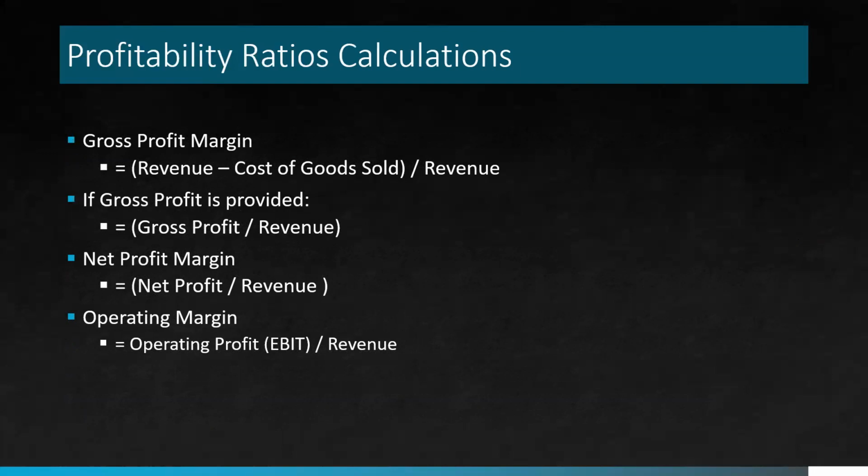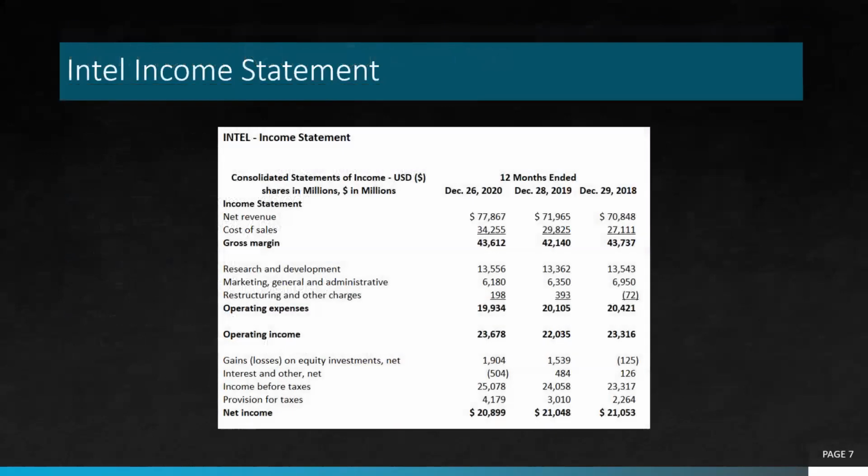One thing that I want to point out is that sometimes companies will not indicate their gross profit on their income statement. They may only list revenue and cost of goods sold. If that is the case, then you need to calculate the gross profit. So here we are looking at Intel's income statement.